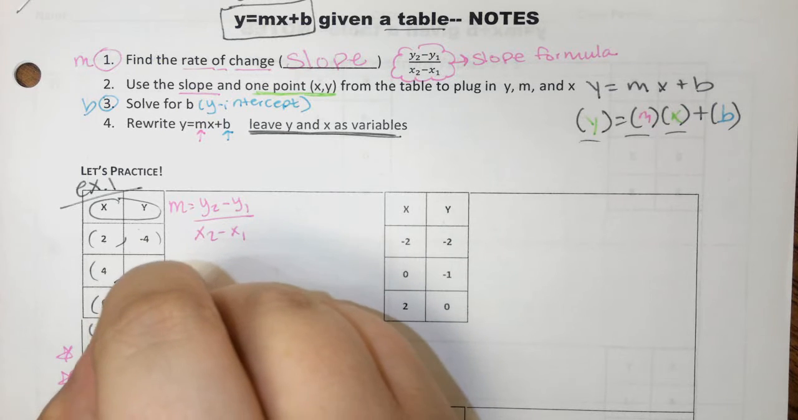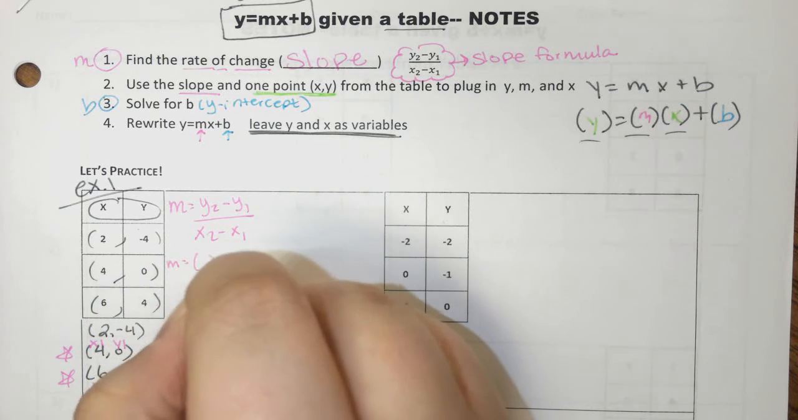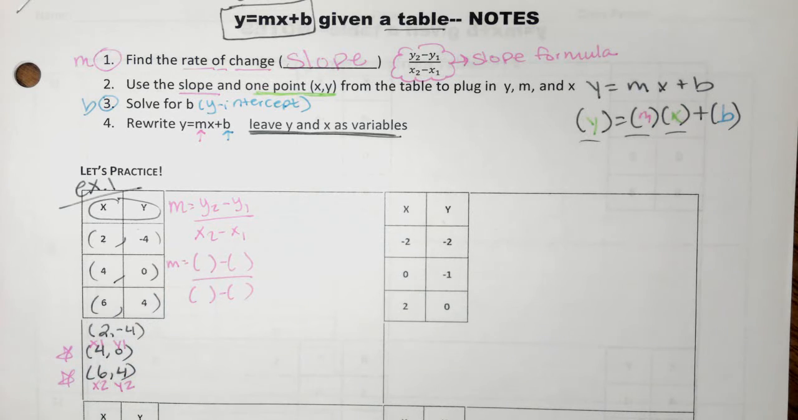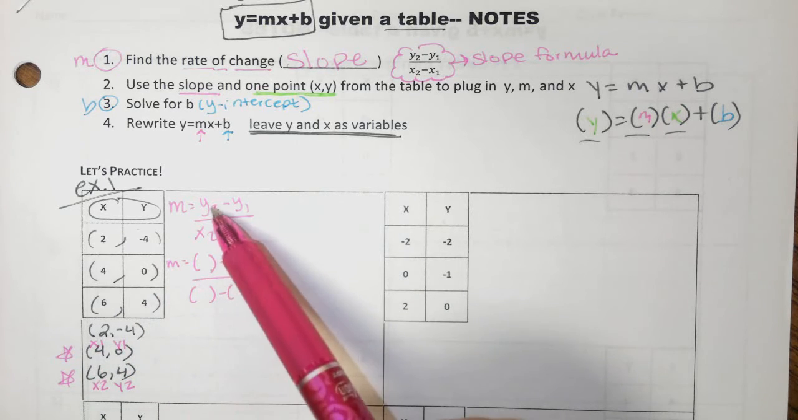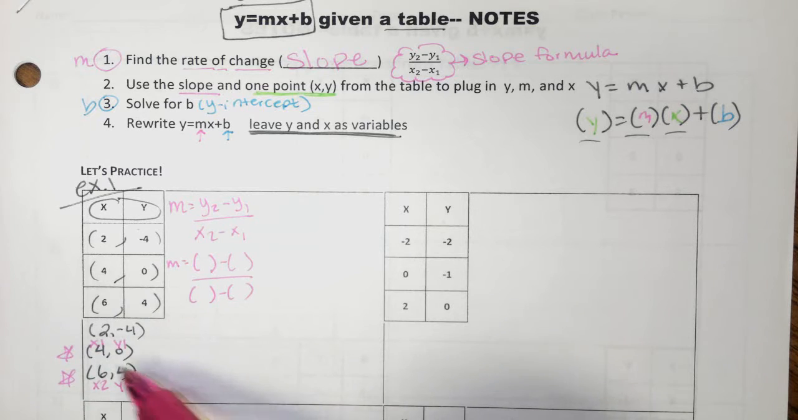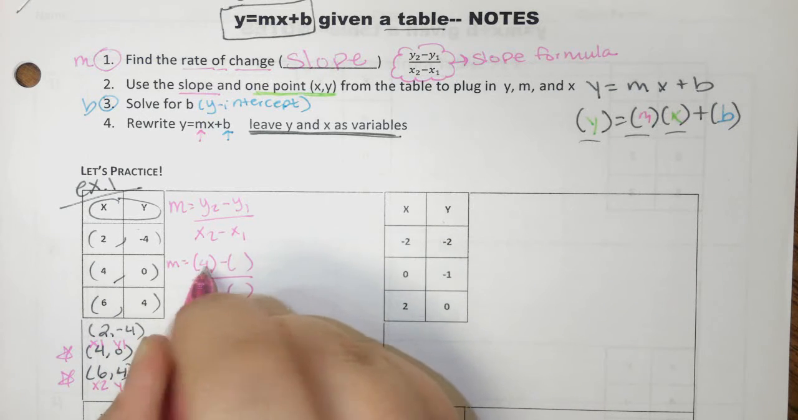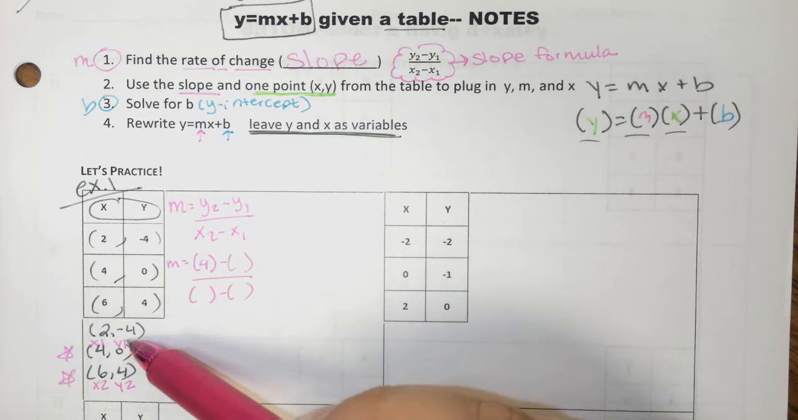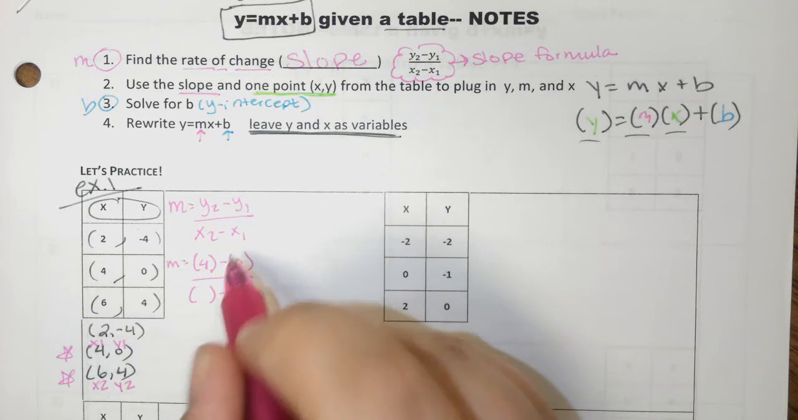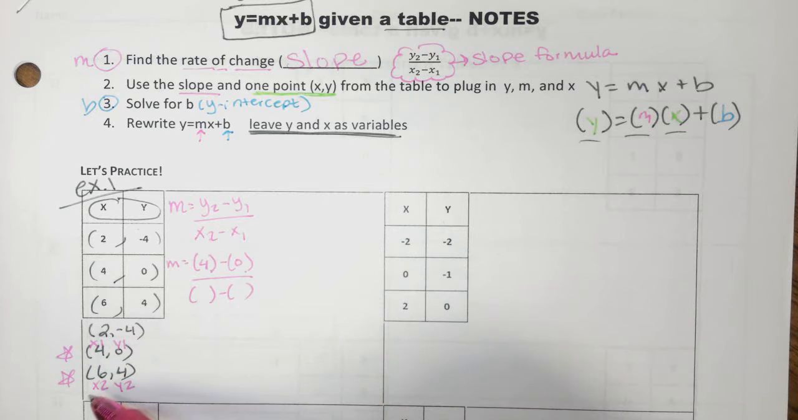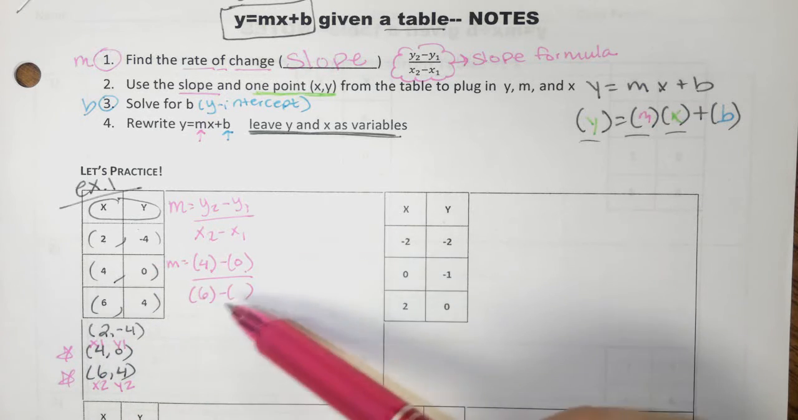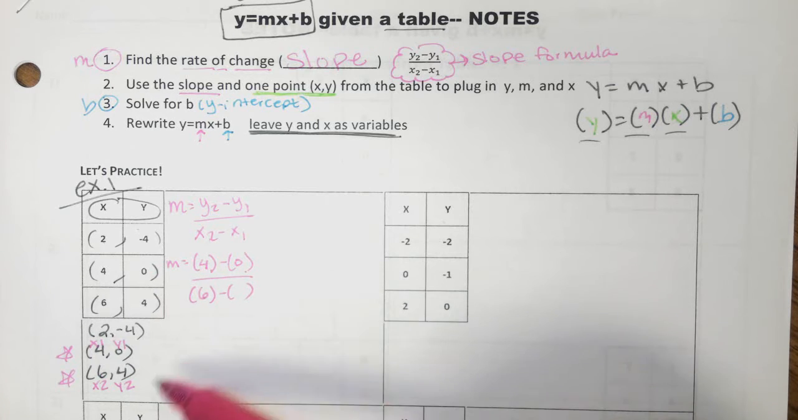So we're going to now replace all of those variables with bubbles or parentheses. This bubble is in place of y2, and y2 is 4. This bubble is in place of y1, and y1 is 0. This bubble is in place of x2, and x2 is 6. And this last bubble is in place of x1, and x1 is 4.